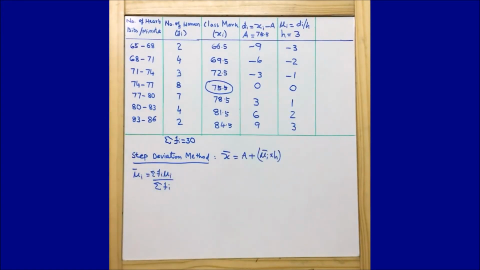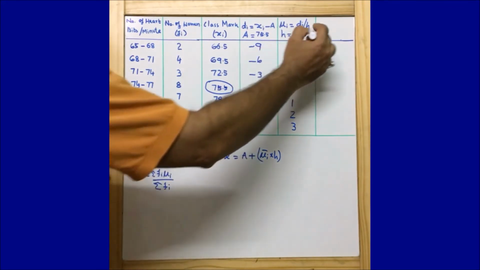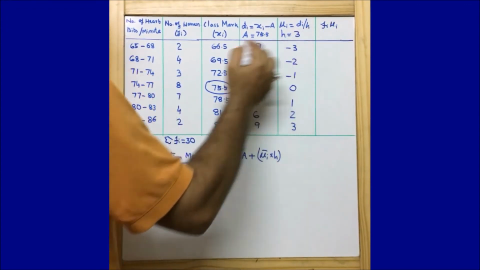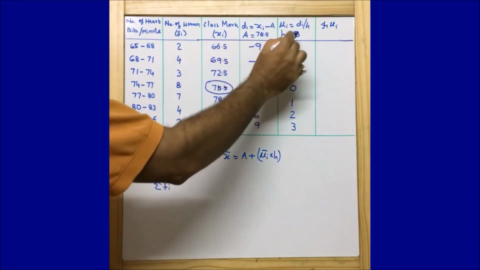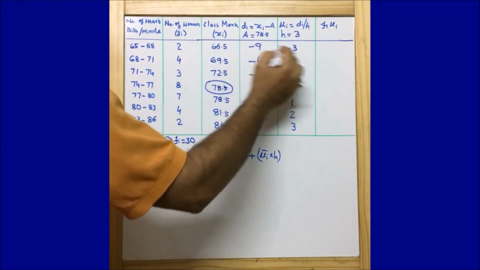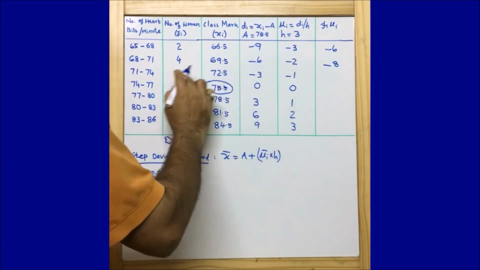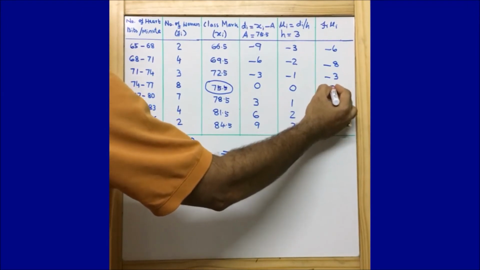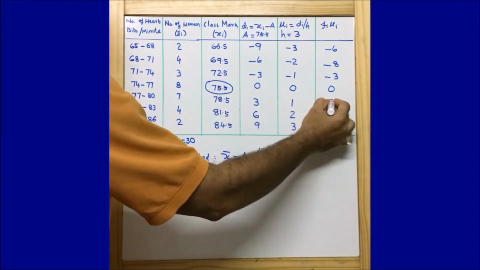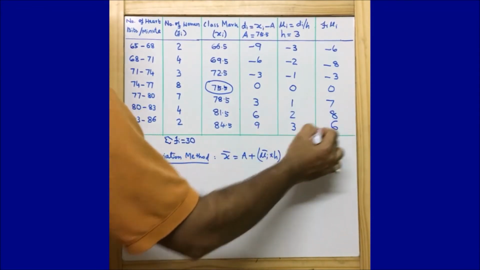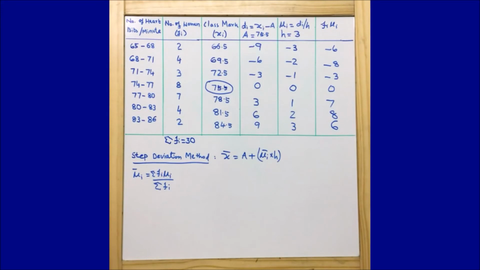So you could see that we have broken down the figures into very small numbers, so that it would be very easy for us to do the calculations. Now let us multiply fi into ui, which is our next step. So fi is here 2 and ui here is minus 3, so 2 into minus 3 is minus 6, 4 into minus 2 is minus 8, 3 into minus 1 is minus 3, then 0, 7 into 1 is 7, 4 into 2 is 8, and 2 into 3 is 6. So these are the figures that we got for fi ui.